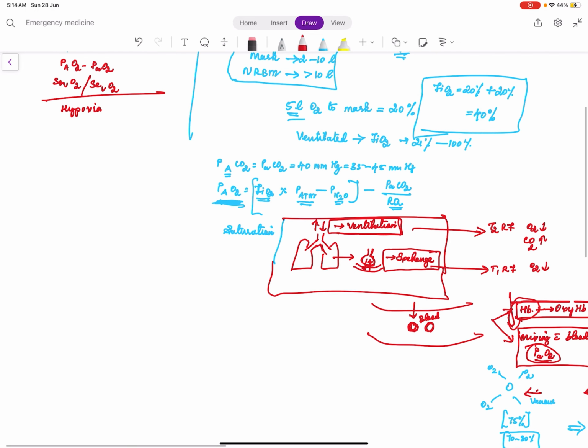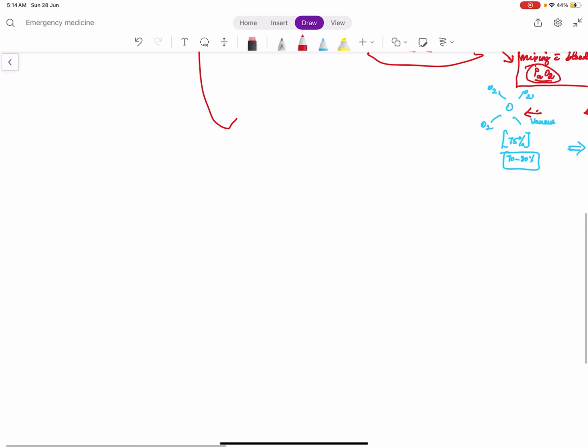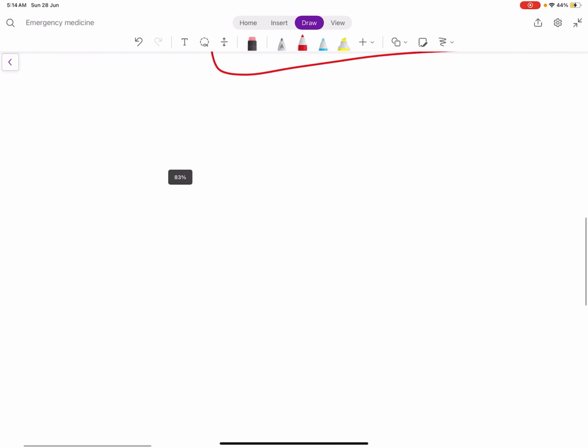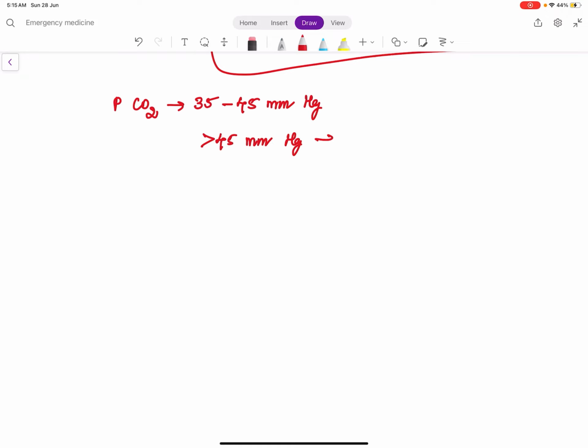So with this basics in mind, let us continue with our interpretation of ABG. Once you have finished analyzing the acids and bases, we have to analyze the gases. So as usual, we can see the CO2. I told you the normal PCO2 is 35 to 45 millimeters of mercury. If it is more than 45 millimeters of mercury, what does it mean? Patient is having respiratory acidosis.